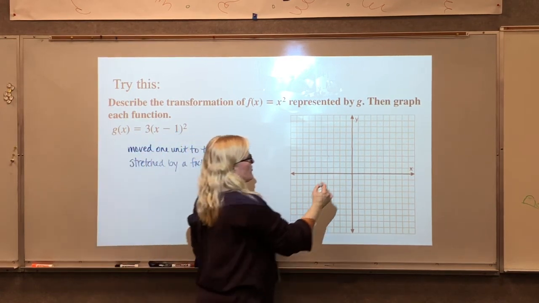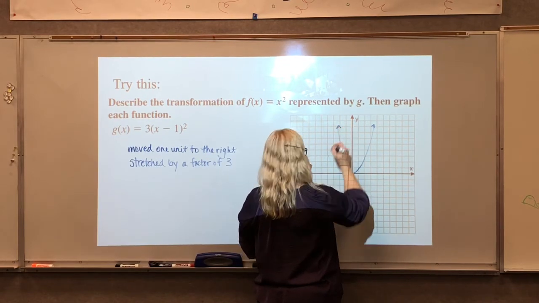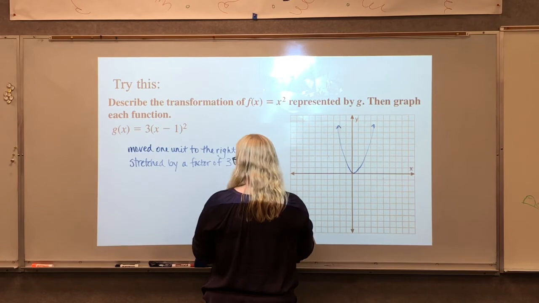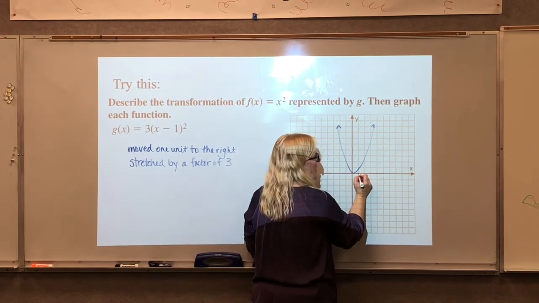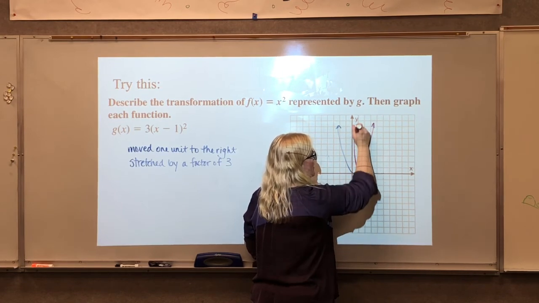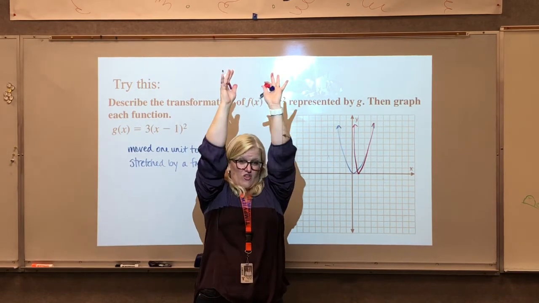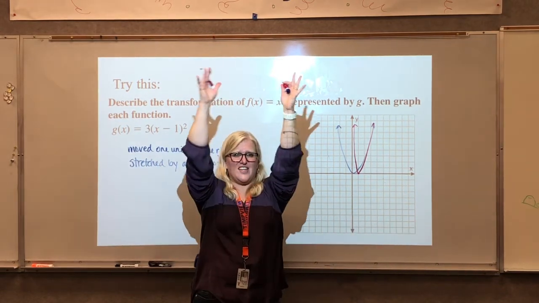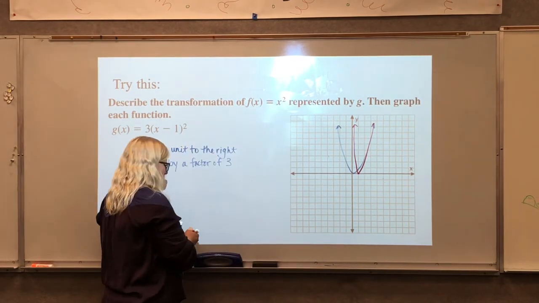So the original function, again, will look like this, something like that. And then this is moved over to the right 1, so right here, and then it is going to get big really fast. So it stretches, remember stretch and shrink. Stretch and shrink down. All right, I hope that helps.